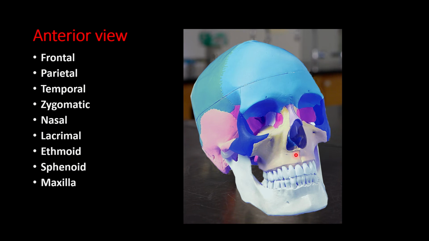Maxilla, which is the upper jaw. Maxilla, there's two of them. Ethmoid and sphenoid, there is only one of them. Lacrimal, there are two of them. And mandible, which is the lower jaw, just one bone.